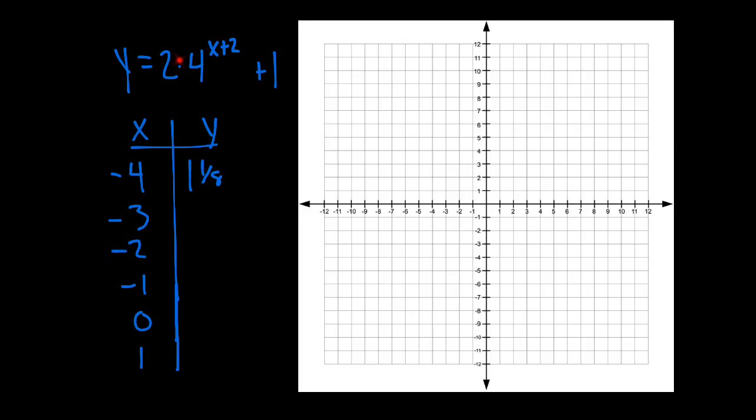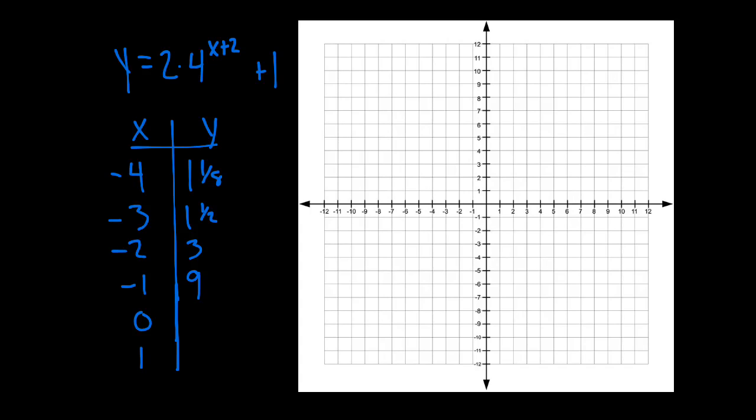Right, plugging in -3. -3 plus 2 is going to give us a -1. 4 to the negative first is going to be 1/4 times 2 is a half. Plus 1 is going to be 1 and 1/2. Plug in a -2. -2 plus 2, there's our 0. So 4 to the 0 is 1 times 2 is 2. Plus 1 gives us a 3. Plug in a -1. -1 plus 2 is 1, 4 to the first is 4, times 2 is 8, plus 1 gets us up to 9.